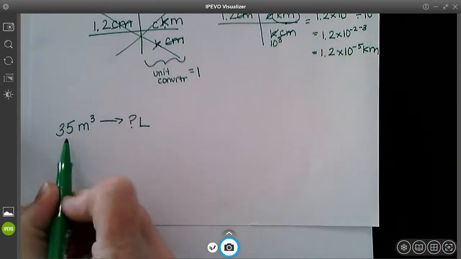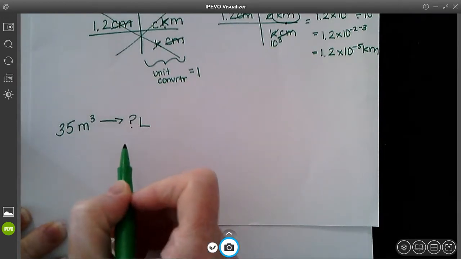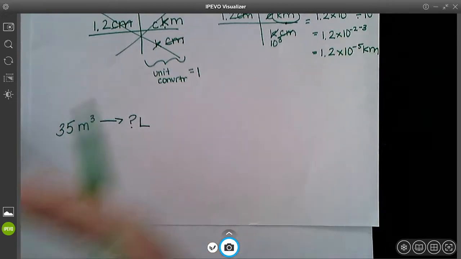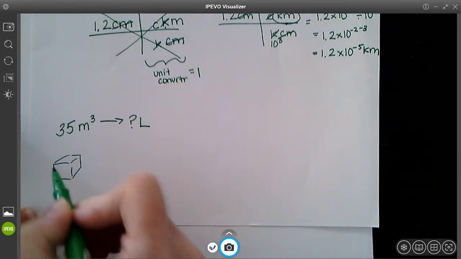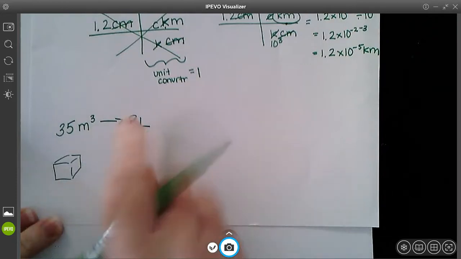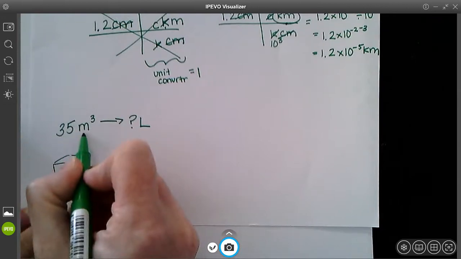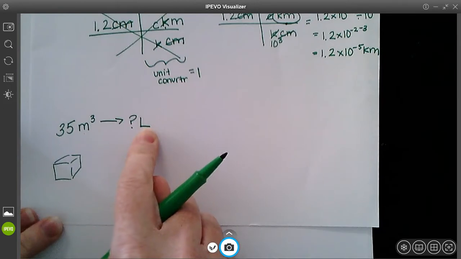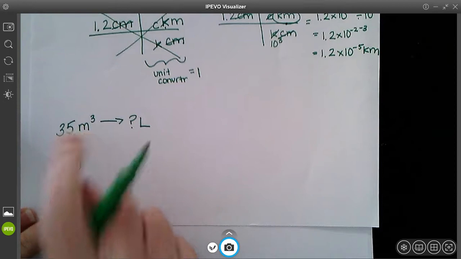Let's say we have 35 meters cubed, and we want to convert this to liters. So this is measuring volume. You can have length cubed, which you've probably seen in math class when you did length times width times height. Volume in liters is generally what we use in metric, for gases or liquids. Meters cubed is generally for gases or solids.